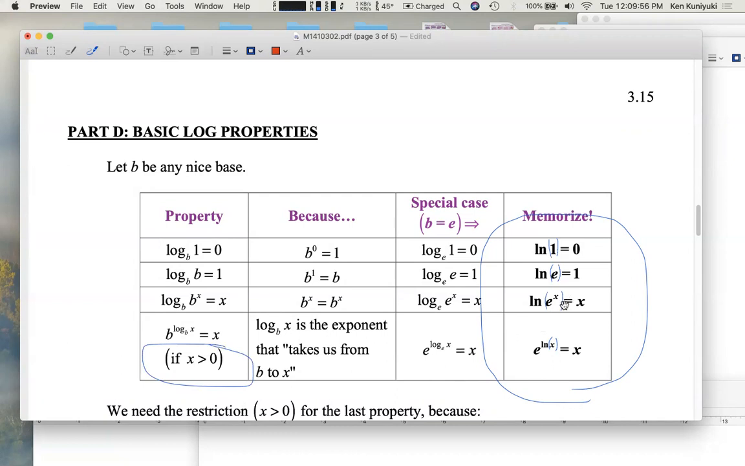And you extend these to logarithms in general, where the base is any nice base, not just e. So these work if the base b is 2, 3, 4, 10, and of course e, and so forth. Now I'd like to discuss this restriction a bit more. Why do we only take logs of positive values?